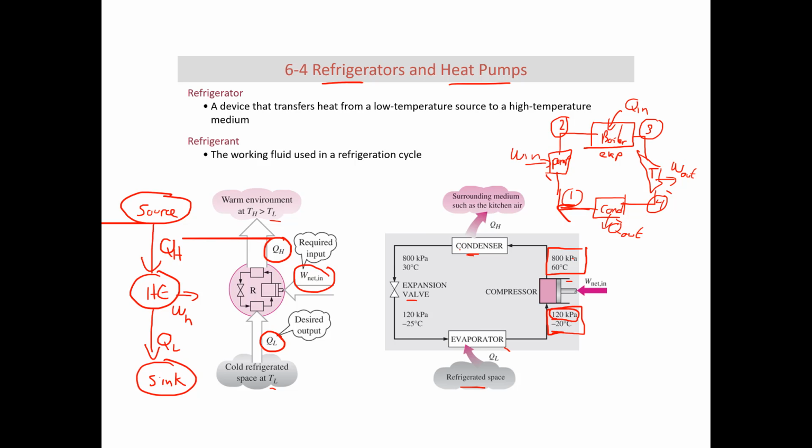It goes into the condenser and rejects heat to the environment, converting it back into a liquid coming out, again at a high temperature, 30 degrees. Then it goes into an expansion valve. If you remember back in chapter 5, we studied expansion valves that are isenthalpic devices, right? We did a first law analysis on it, and it resulted in the enthalpy going into the expansion valve equaling the enthalpy coming out of the expansion valve.